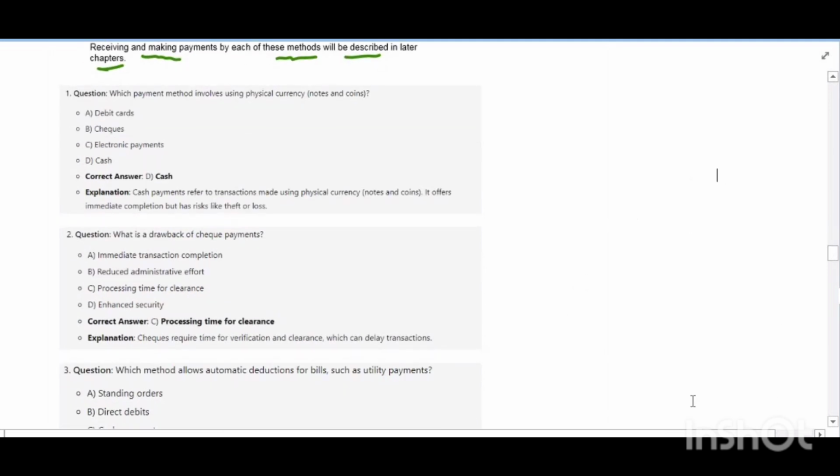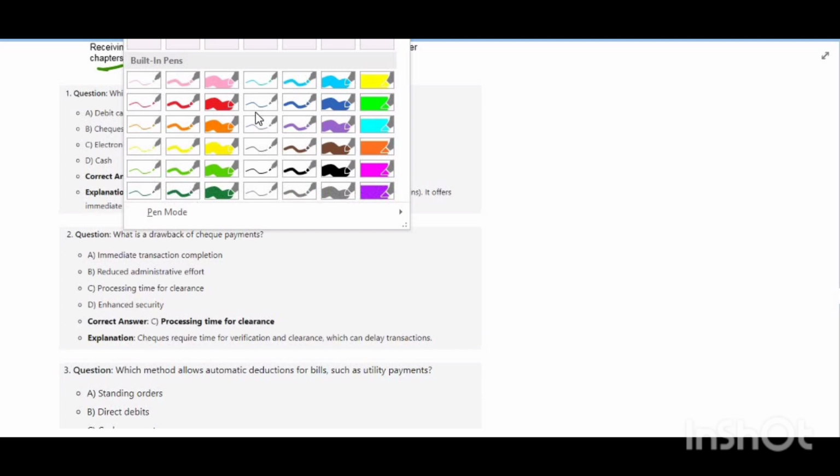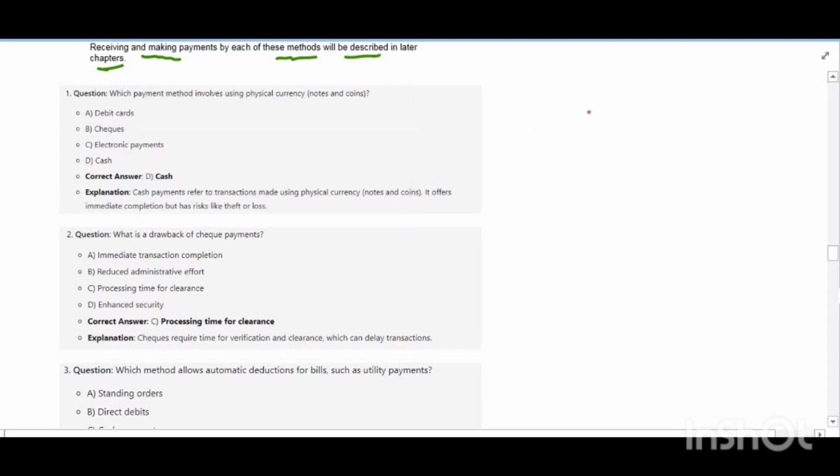The first MCQ is, which payment method involves using currency notes? We know that is the cash payment method because we are using physical currency. Clear? The cash payment method refers to transactions made using physical currency, notes and coins, with immediate completion, and that is the advantage, but it has a risk of theft and loss. This is the disadvantage of this method.